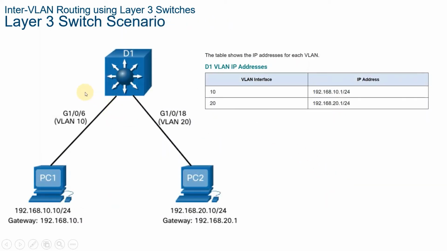Now, let's have here a layer 3 switch scenario. In the figure, the layer 3 switch, which is denoted by D1 here, is connected to two hosts on different VLANs. So one from VLAN 10, and maybe one from VLAN 20 here. Now the layer 3 switch will provide inter-VLAN routing services to the two hosts. So that means PC1 here will be able to ping PC2 even though they are on different VLANs.